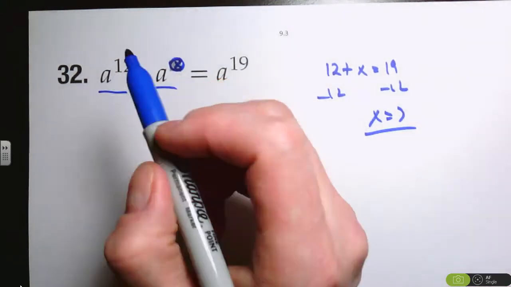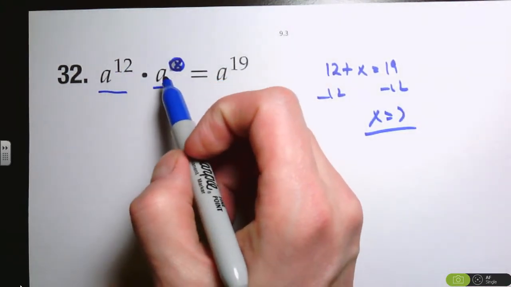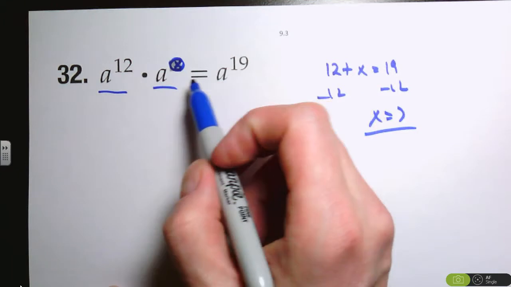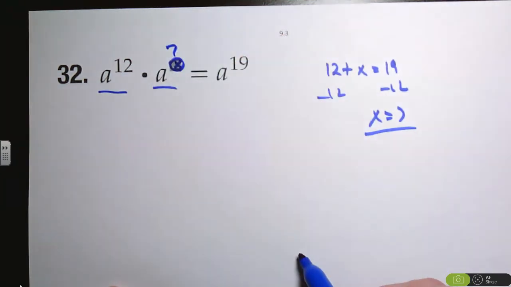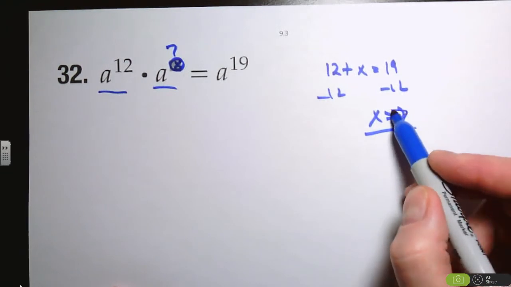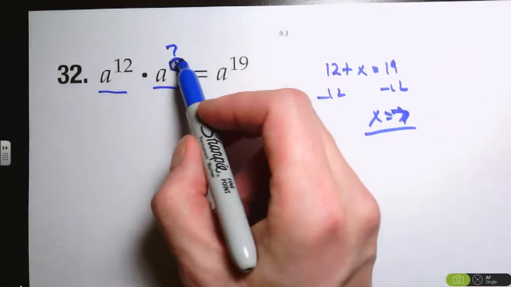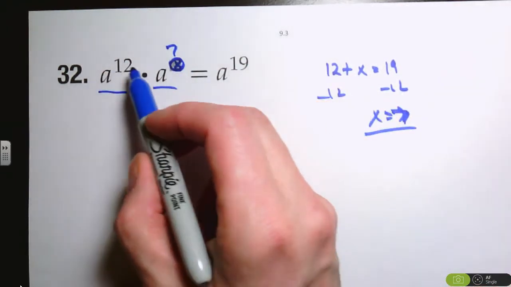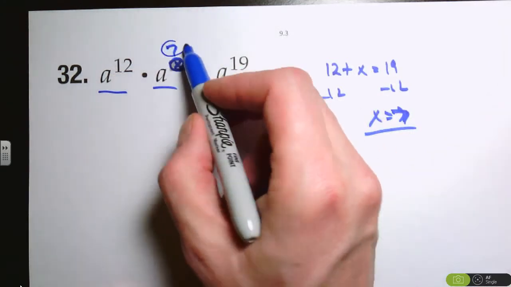Or you could say to yourself, hey, I have 12 a's. I'm going to multiply it by some number of a's to get 19 a's. How many more is that? I think intuitively we'd figure out it's 7. However you want to deal with it, you can do it algebraically like the book does, 12 plus some unknown is 19. Or just think, 12 and how many more would be 19? Well, 7.